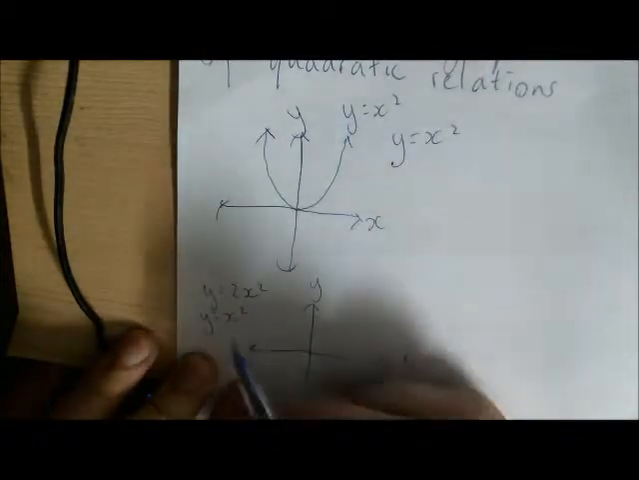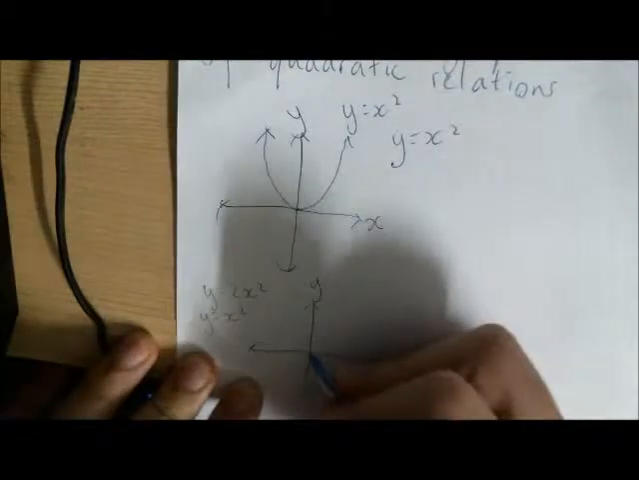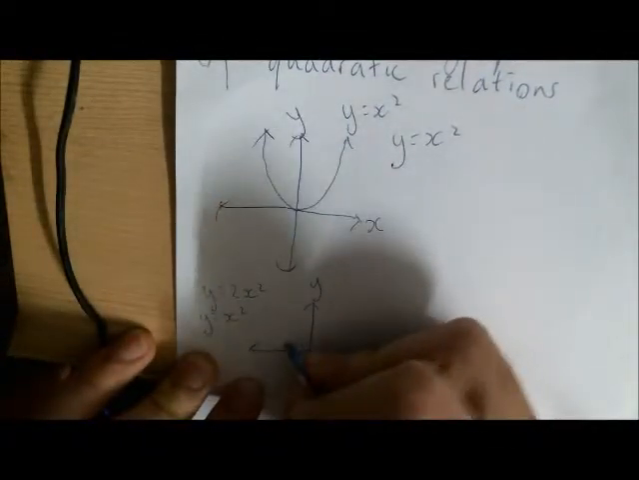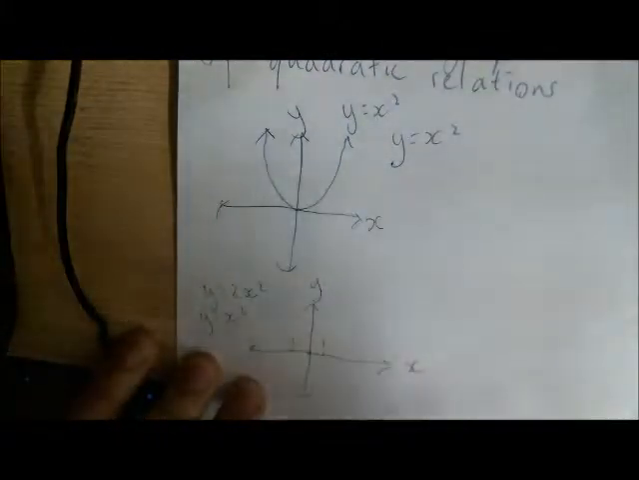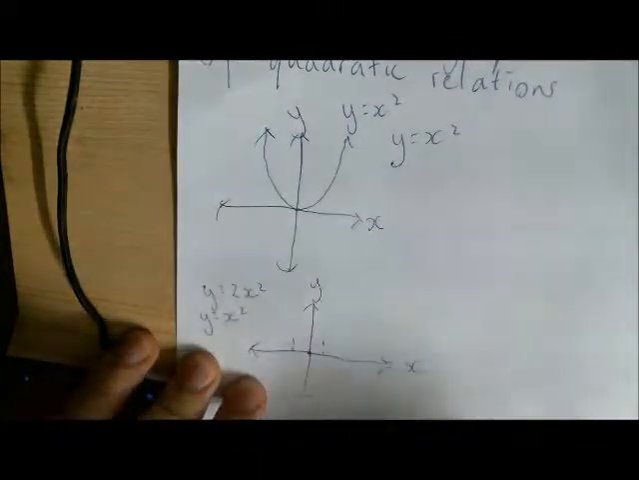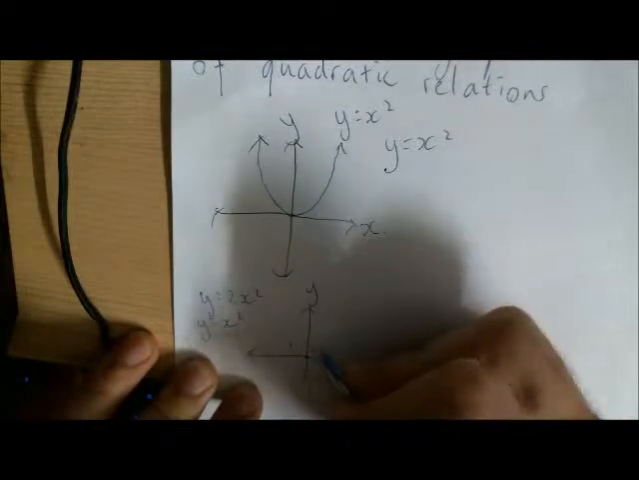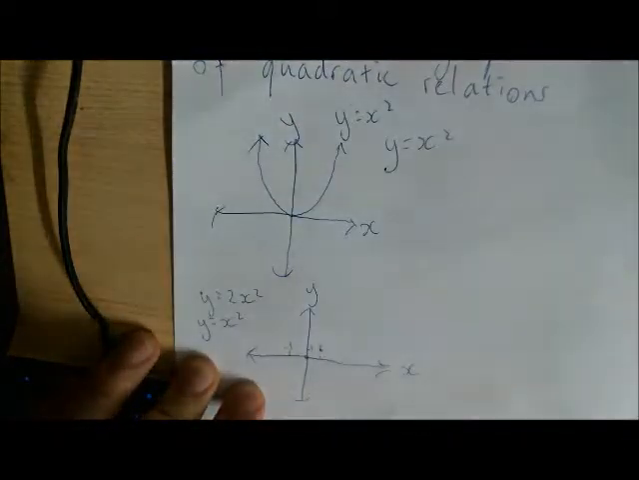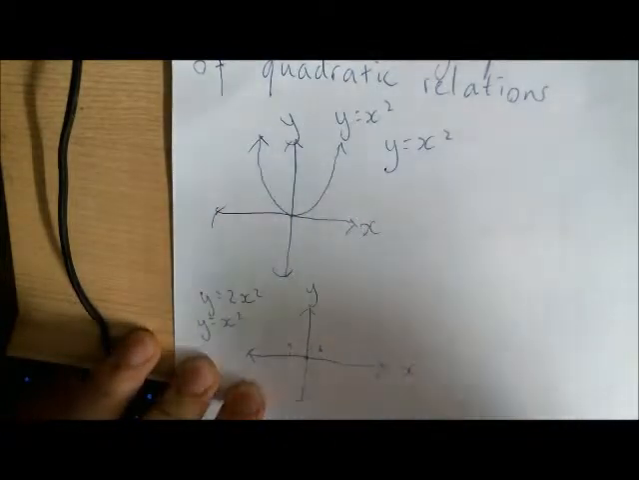So I'll put my y and x axis on. If I substitute x equals 0 into both of them, I will get a y value of 0. So the origin point doesn't change. I'm going to find out what y is when x is equal to 1 and negative 1 for both graphs. Okay. So the first one, we're going to have 1 squared, which is 1. So the second point will be there. A negative 1 squared is also 1, so it would also be there.